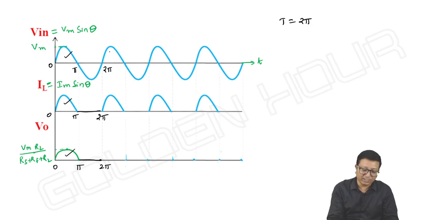Again when the positive cycle comes, the diode is on and IL is equal to Im sin theta, and V output is equal to IL into R. Again in the negative cycle IL is 0 and V output is also 0. This is how we can show the output waveform.